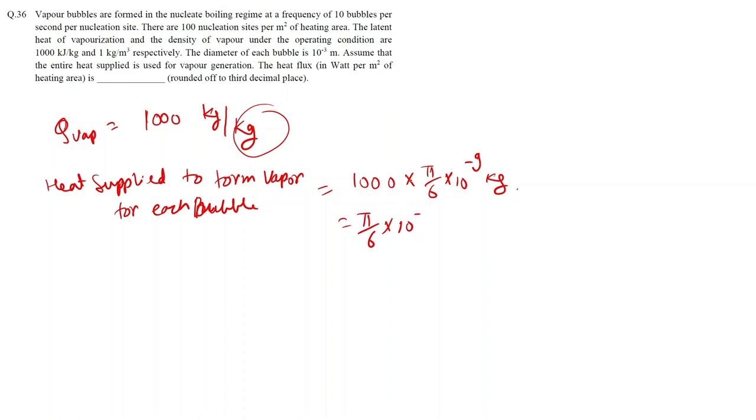This will become pi by 6 into 10 raised to minus 6. So yes, this 1000 was in kilojoule per kg. So let's just change this kilojoule into joule. This is for each bubble. Q of bubbles will become pi by 6 into 10 raised to minus 3 joule.